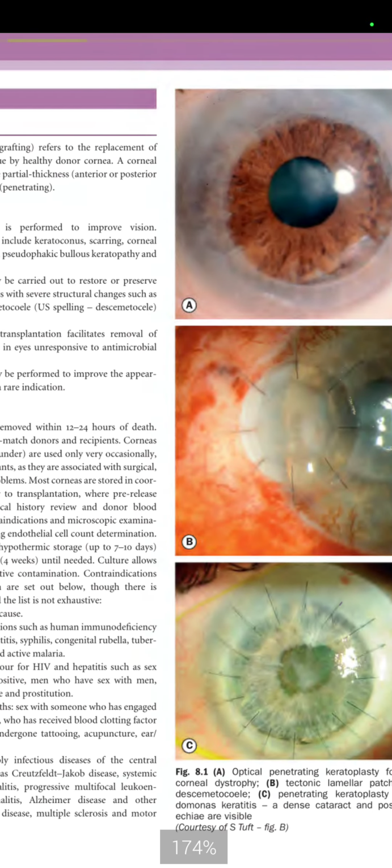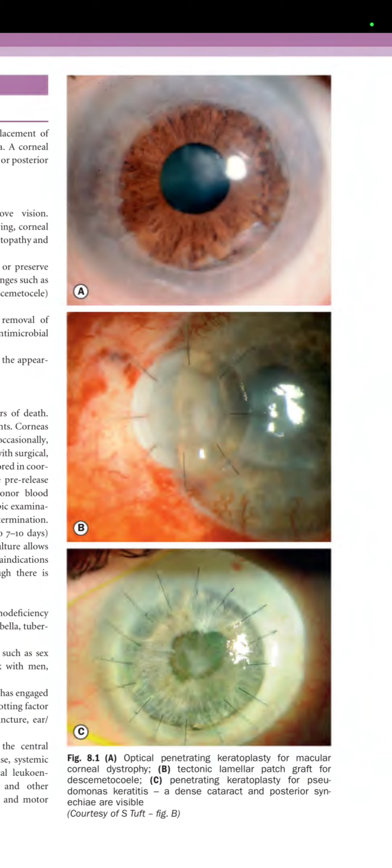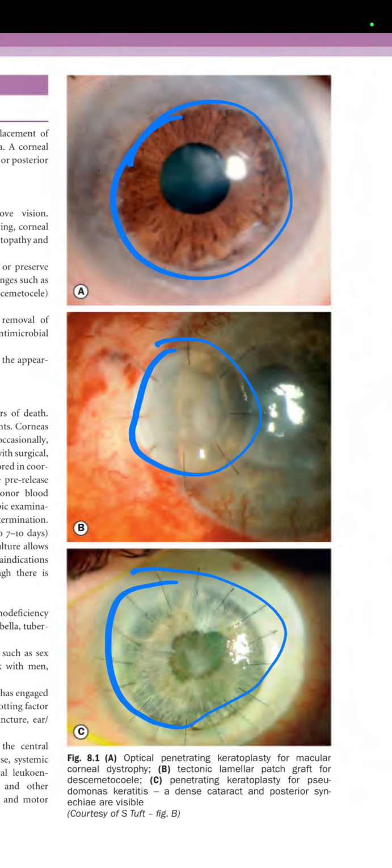So you can see figure 8.1. A is an optical penetrating keratoplasty for macular corneal dystrophy. So you see the clear area of the cornea. C is showing a tectonic lamellar patch graft for descemetocele, and the third is a penetrating keratoplasty for pseudomonas keratitis, meaning the cornea was infected previously with pseudomonas and is now replaced by the donor cornea. A dense cataract and posterior synechiae are visible.